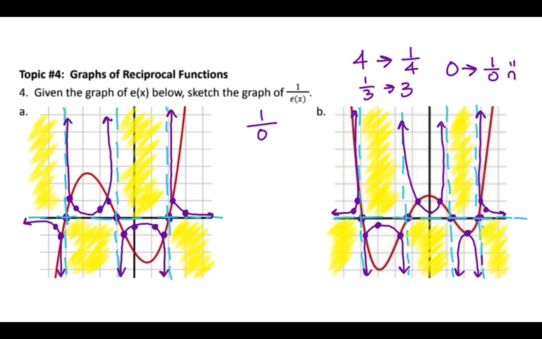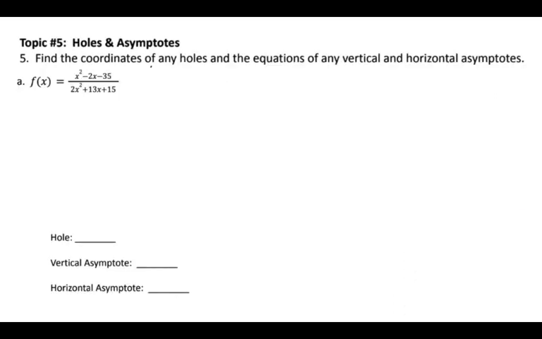All right. That's it for graphs of reciprocal functions. Next up, holes and asymptotes. So holes and asymptotes come from a lot of factoring once again. So again, if you're good at factoring, these should be easy peasy. If you struggle with factoring, pay extra close attention.